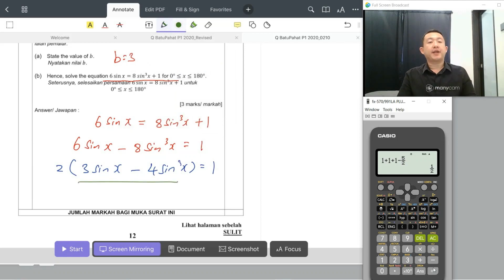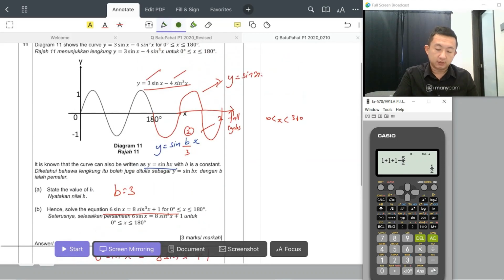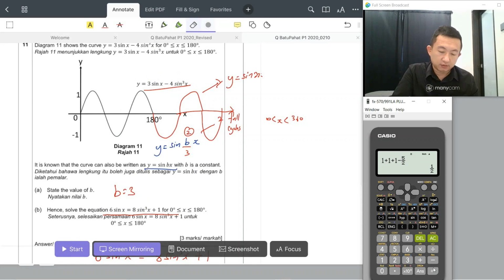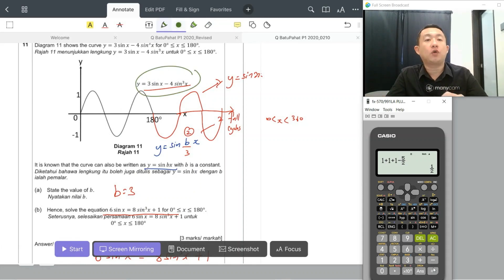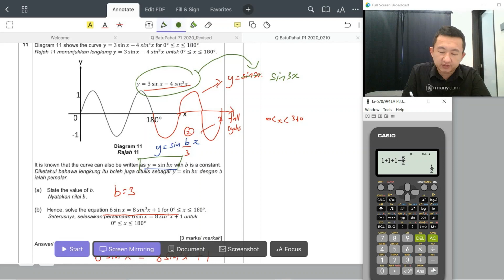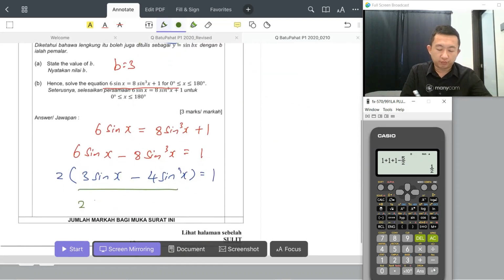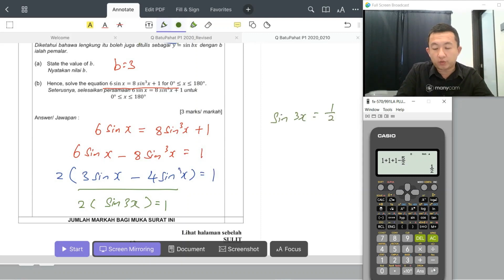Then you have the same thing: 3 sine x minus 4 sine cubed x. So same thing, and you can change this one to y equals sine 3x, because it can also be written as sine bx, and you know b equals 3. That is sine 3x. So you can change this to 2 brackets sine 3x equals 1, and sine 3x equals 1 over 2.